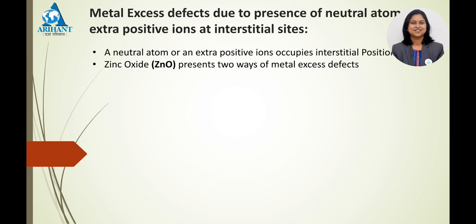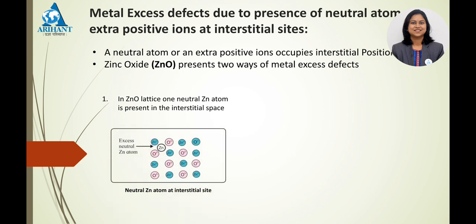First, metal excess defect due to presence of neutral atom. A neutral atom or an extra positive ions occupy interstitial positions. Let us take an example. Zinc oxide presents this type of metal excess defect. In zinc oxide lattice, one neutral Zn atom is present in the interstitial space. Let us have a look in the diagram.